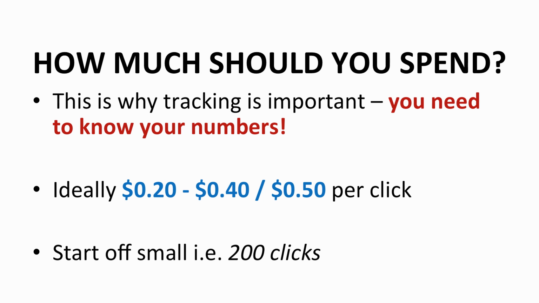How much should you spend for the solo ads? It all depends on the estimated number of clicks you expect from the vendor. This is why tracking is really important, because you need to know your numbers. The most ideal deal will be from 20 cents to 40 cents per click. 50 cents per click is still a reasonable number, but provided the vendor can really send in good traffic. If you have little appetite to spend too much on this, start off with a small number, such as 200 clicks. If the deal is 40 cents per click, the money you need to spend for this is $80.